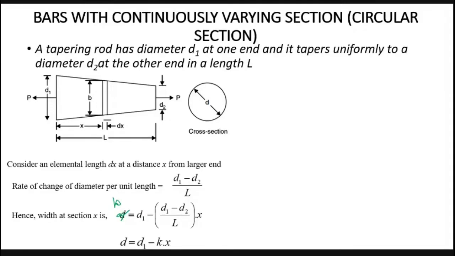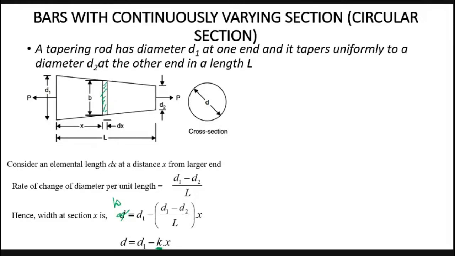I consider this d1 minus d2 by L as k, one constant, whatever it is. Later I can equate k is equal to d1 minus d2 divided by L. So now let me consider d is equal to d1 minus k into x. This is the diameter at the middle portion, at this portion.